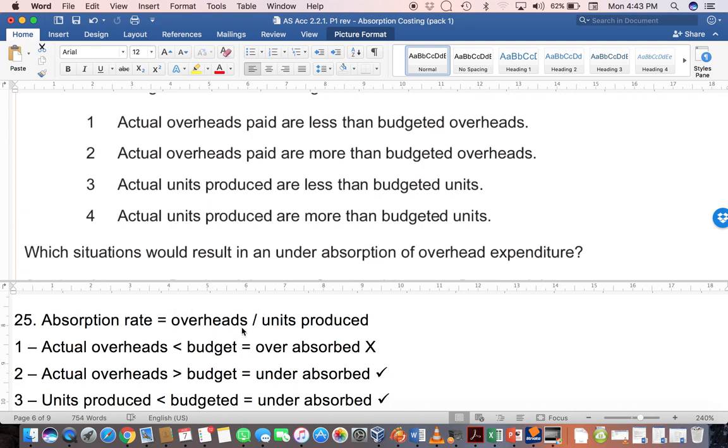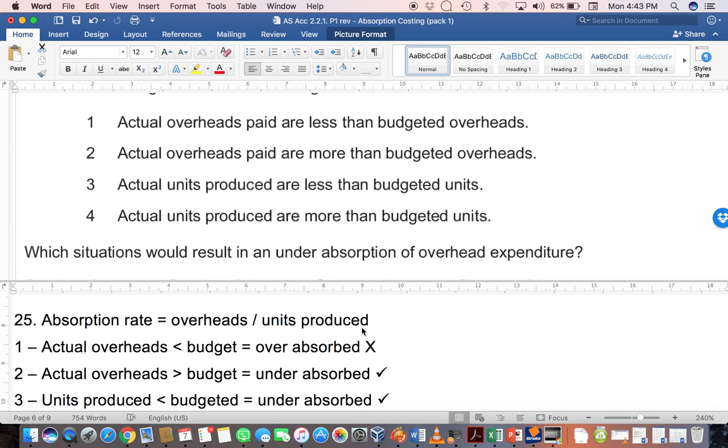If you have your actual overheads being lower than the budgeted overheads, it means that the numerator is smaller than it should have been. And if it's less than what you would have expected, it means that you would actually have over-absorbed the cost because your overall absorption rate is higher than it needed to be.